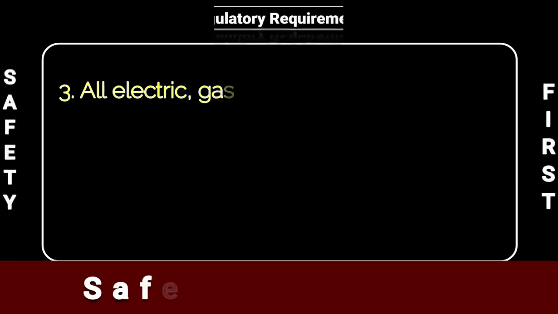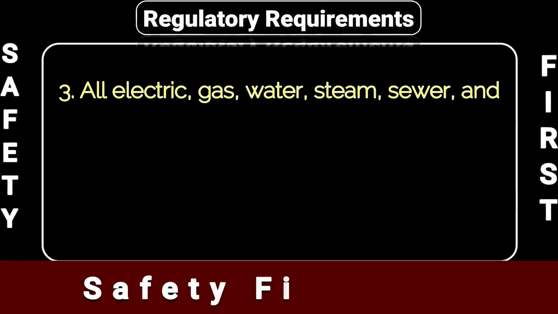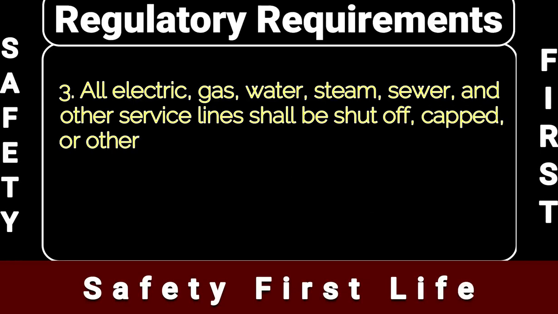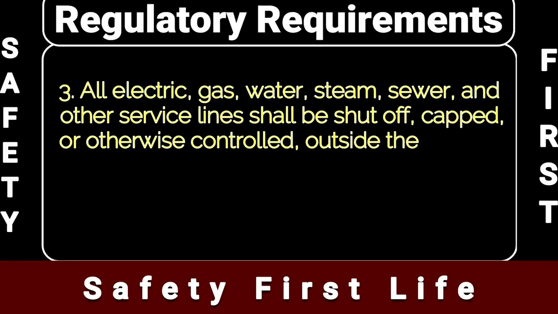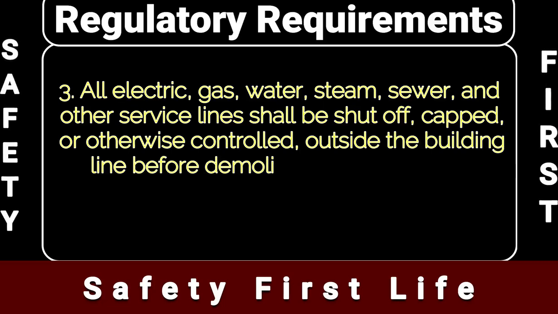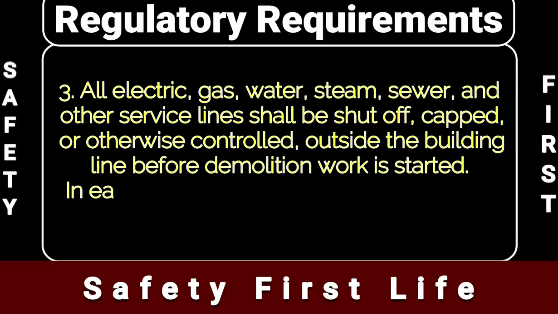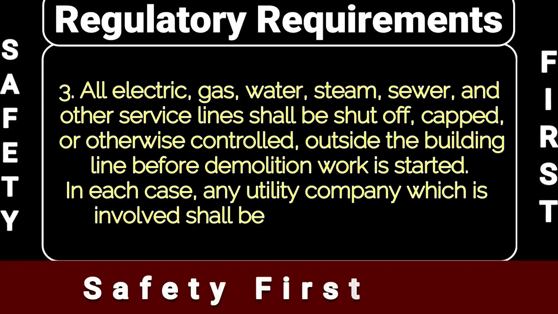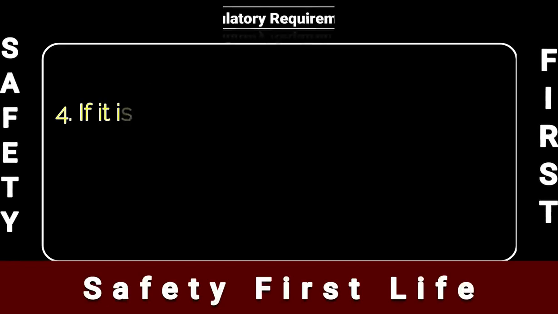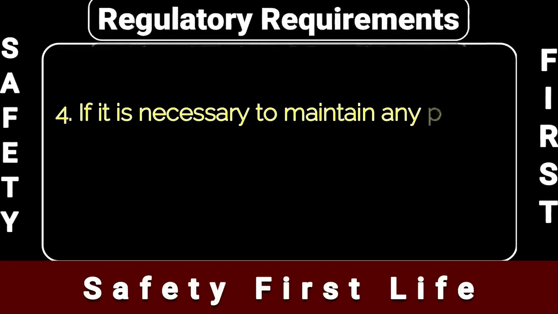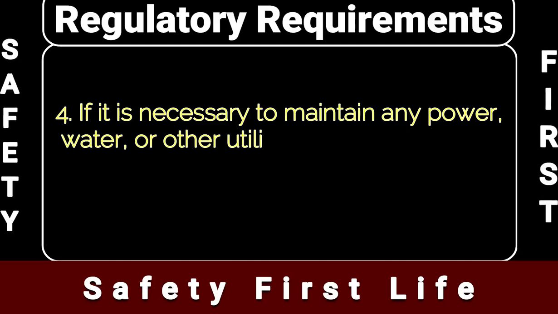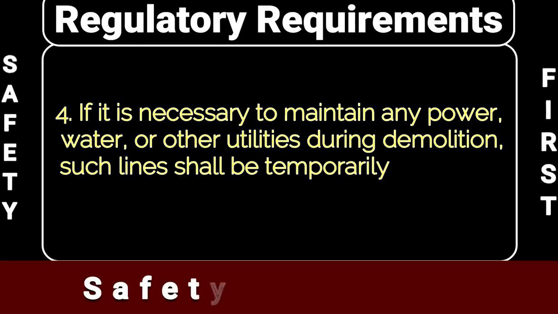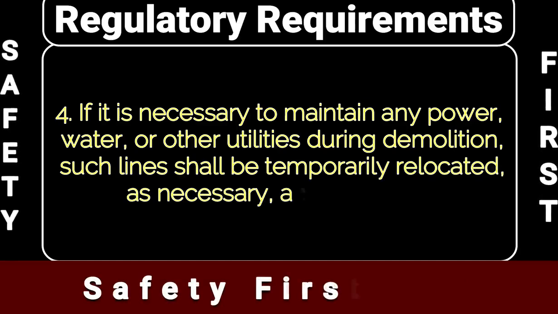Regulatory requirement number 3, all electric, gas, water, steam, sewer, and other service lines shall be shut off, capped, or otherwise controlled outside the building line before demolition work is started. In each case, any utility company which is involved shall be notified in advance. Requirement number 4, if it is necessary to maintain any power, water, or other utilities during demolition, such lines shall be temporarily relocated as necessary and protected.